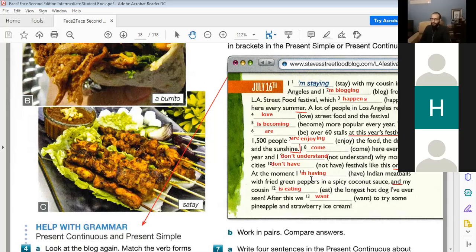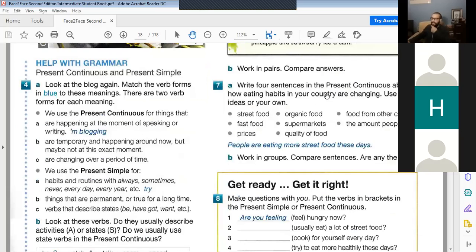Okay, the rest is okay. All right, so let's move on. I think we can squeeze this last exercise before we end our lesson. It says here, write 4 sentences, the present continuous, about how eating habits in your country are changing. This is a very nice question. So what they want us to do here really is this. It's part C. So this is an exercise just in how things are changing over time.